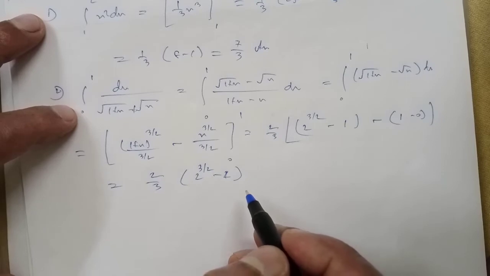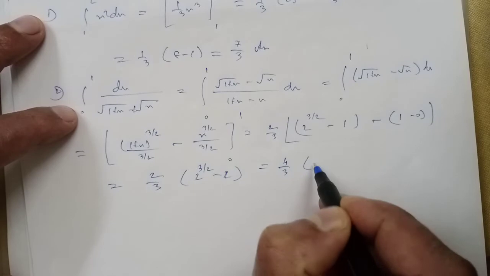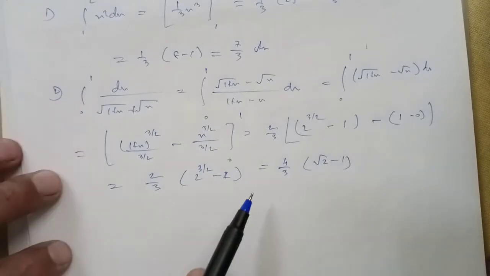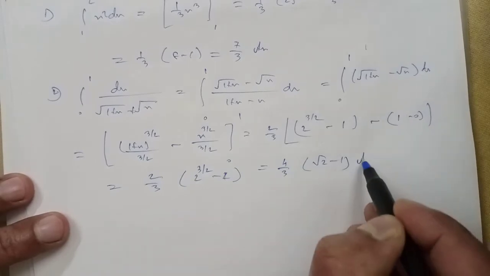We can take 2 common outside, then 4/3 into root 2 minus 1. Because 2 to the power 3/2 is 2 root 2, we take 2 common. So this is our answer.